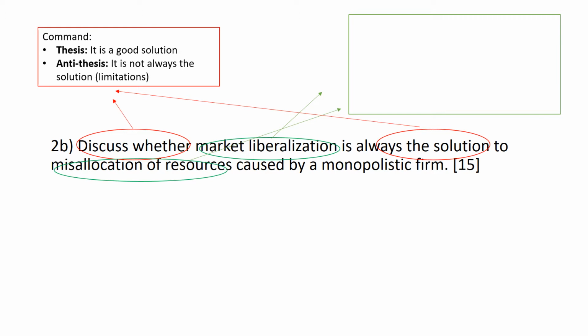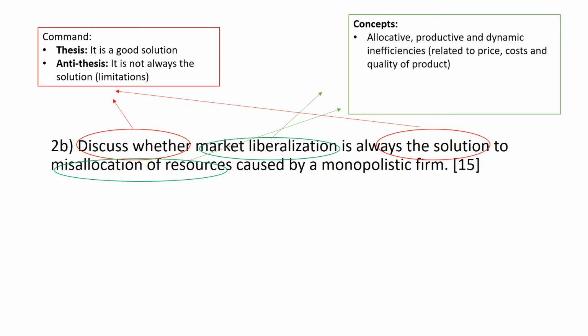So the A-level students would need to understand what misallocation of resources means, right? And in economics, we know that misallocation of resources could refer to three different types of misallocations. It could be allocative inefficiency, productive inefficiency, and a firm which is not dynamic efficient. And all these relate to things like price, cost, and the quality of the product. So I guess the question is making you think about how this policy helps firms to be more efficient for the sake of society or consumers' welfare.